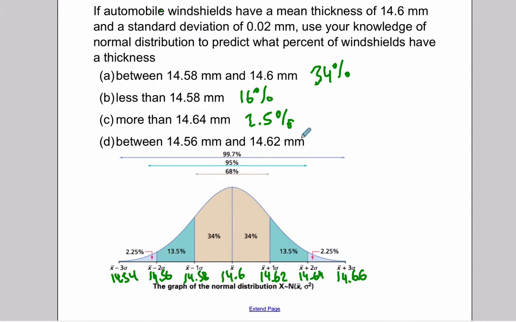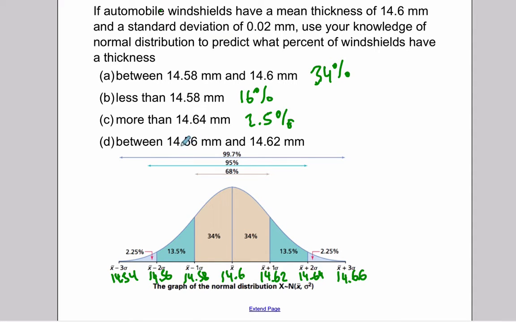Okay. And so again, 95% of the population will lie within two standard deviations of the mean. That means that 2.5% will be above two standard deviations above the mean, and 2.5% of the population will be below two standard deviations below the mean.